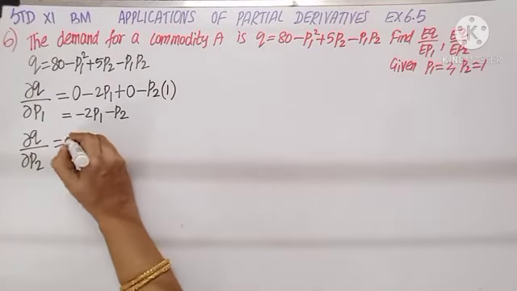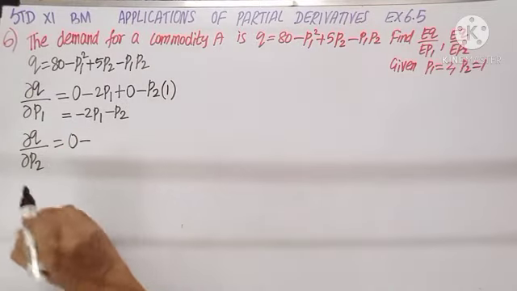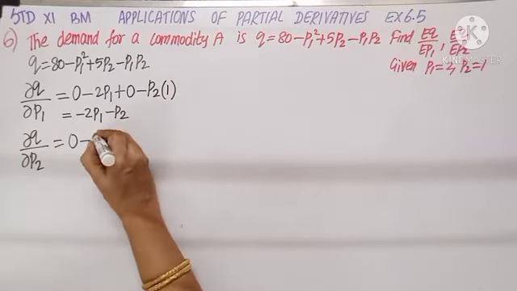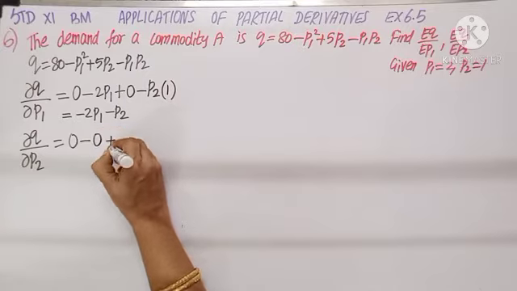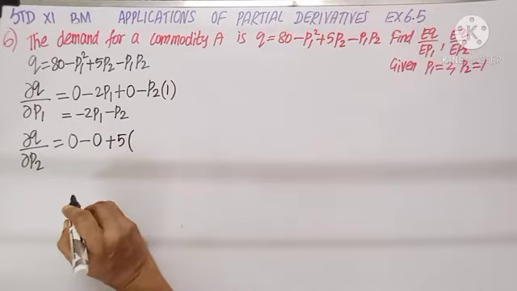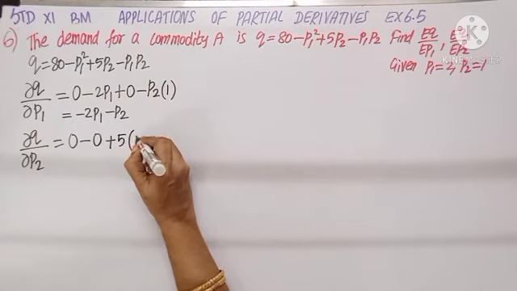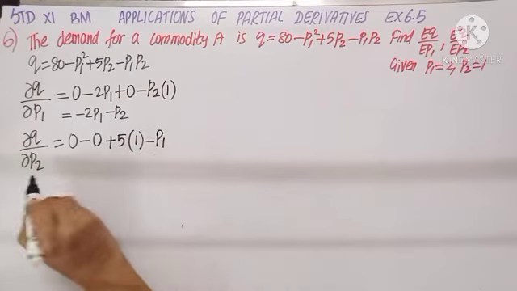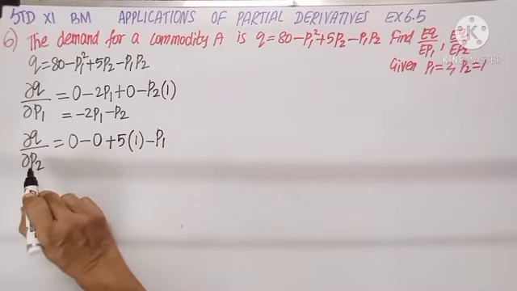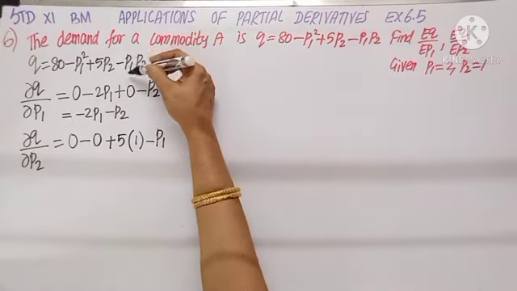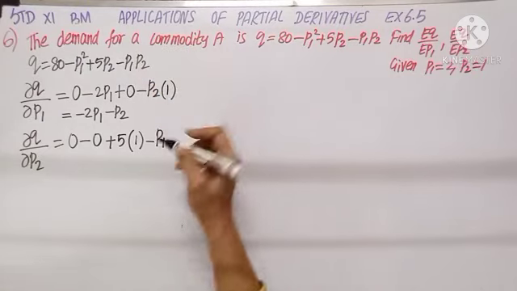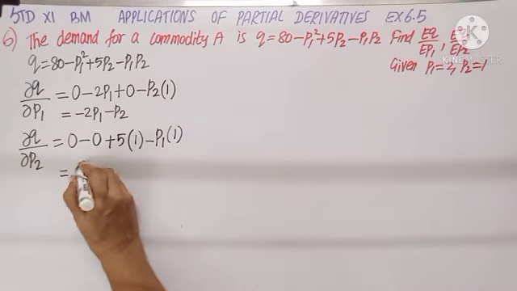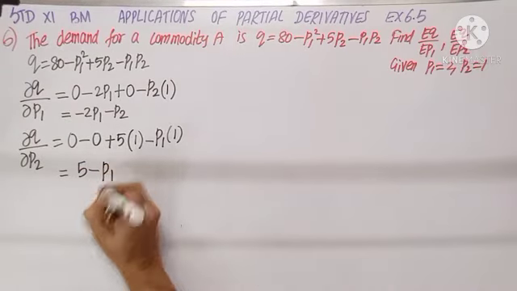In the same way, let us find out dou Q by dou P2. 80 is a constant becoming 0. Now I do with respect to P2. So P1 square is a constant that also becomes 0. 5 into P2 becomes 1, minus, keep P1 as it is. Now I am doing with respect to P2, so P1 is like a coefficient. Keep P1 as it is, P2 becomes 1. Simplifying which I get 5 minus P1.